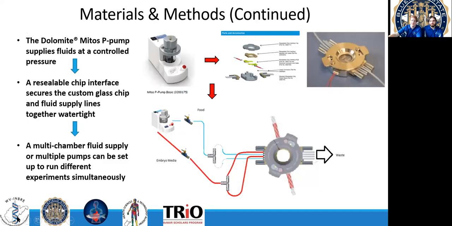The Mitos P pump is used to supply fluids, such as embryo media, and different drugs and diets to the resealable chip interface by connecting tubes. Gasket and pressure of the interface on the chip makes the seals watertight. The diets can be fluorescently labeled for easy view inside the intestine of the larvae. A multi-chamber fluid supply can be running so that up to 3 different diets can be fed concurrently.